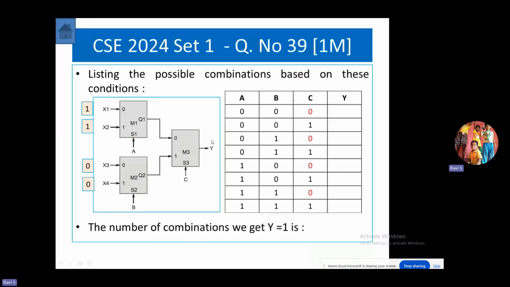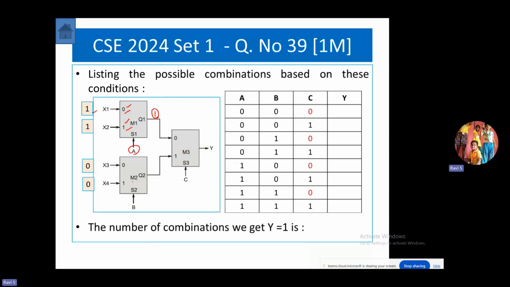this problem quite easily. So for this, let us consider the given circuit diagram, the logic diagram, along with the input conditions like 1, 1, 0, 0. Now, the very simple thing we need to understand here is that whether you apply A input as 0 or 1, output of the multiplexer M1 is going to be 1 because both the data inputs are high. Whether you select A input as 0 or 1, output is going to be always 1.